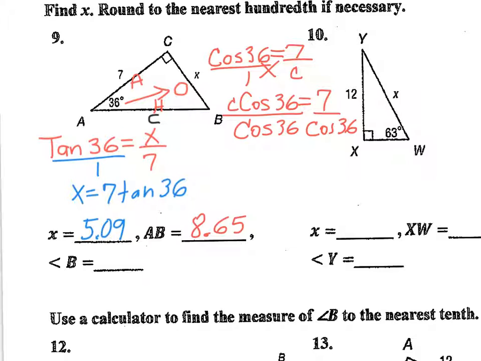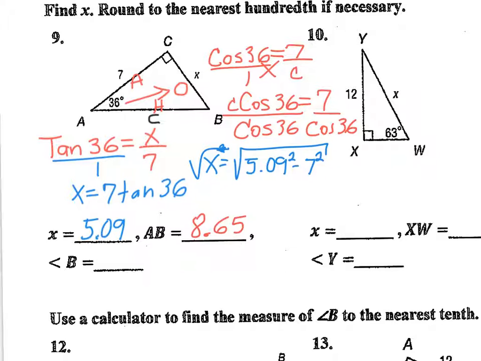You could also have used the Pythagorean theorem, yes. So it's a squared plus b squared equals c squared. Or, since this is the hypotenuse, c is the square root of 5.09 squared plus 7 squared, right? And then you get rid of the square root by squaring both sides, and that would give you the 8.65 too.